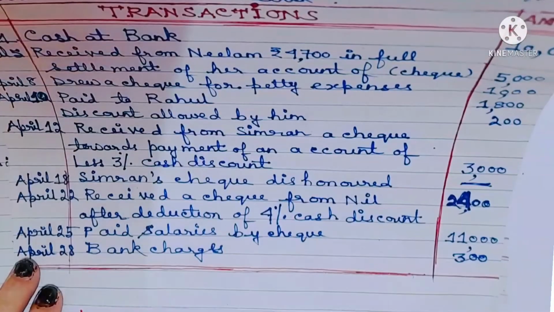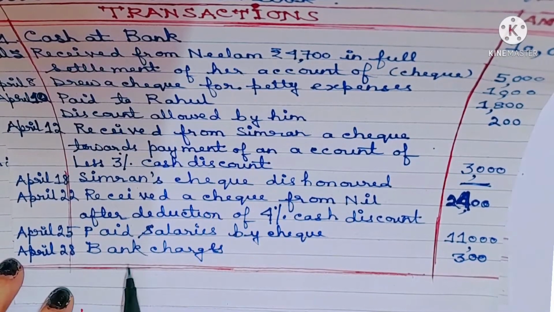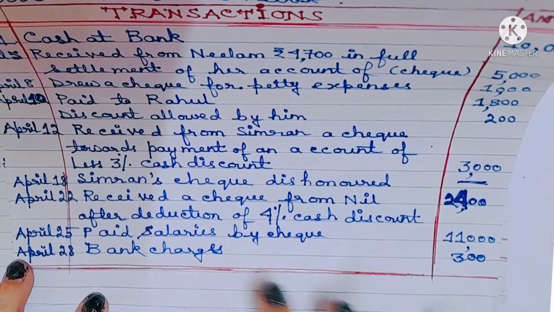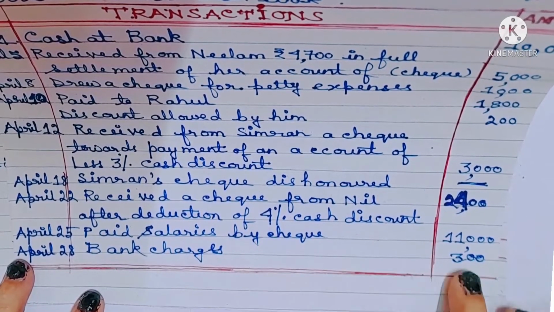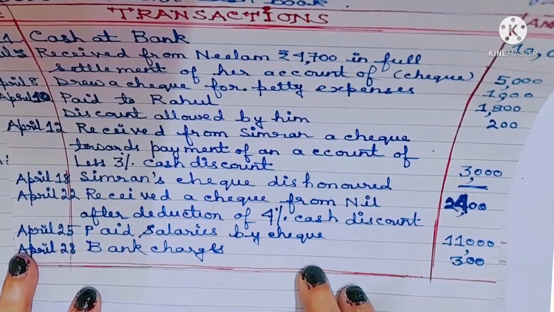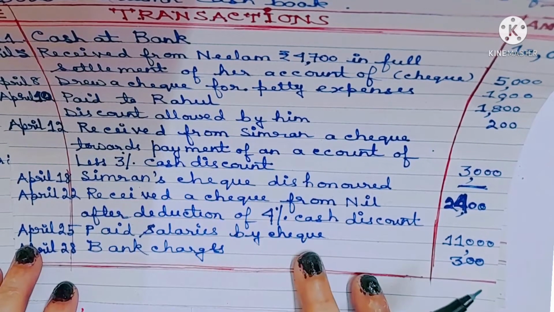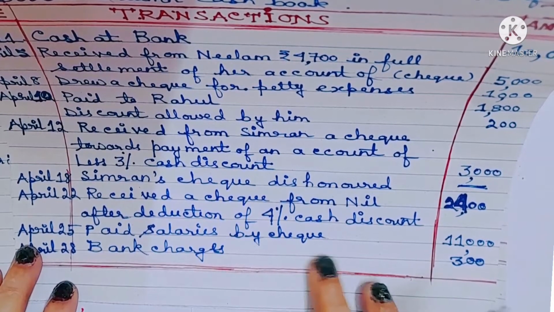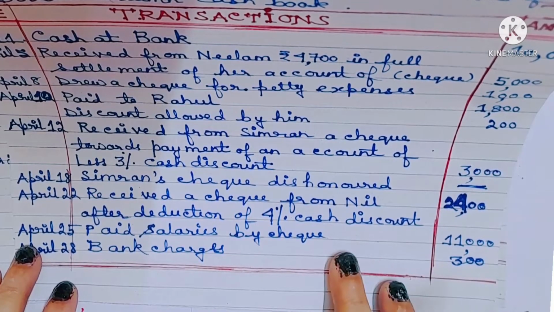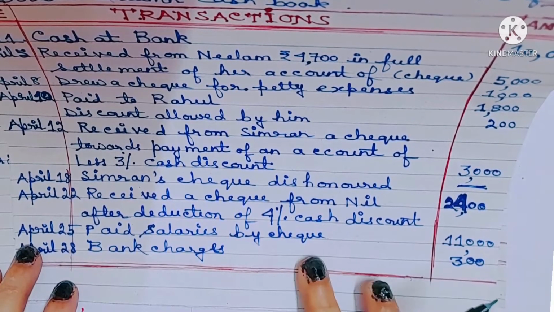The last transaction is on 20th April, bank charges rupees 300. That means bank has deducted 300 for some expenses. So what will be the journal entry? The journal entry will be bank charges account debit to bank account. So what is the position of bank account? Since bank account is on the credit side, bank charges will also be on the credit side.